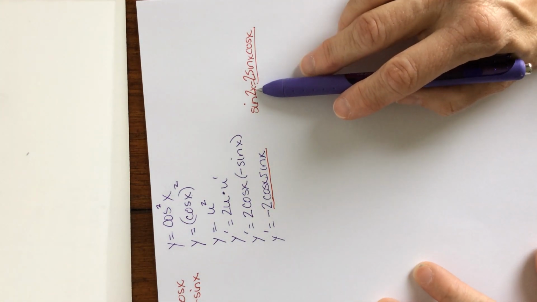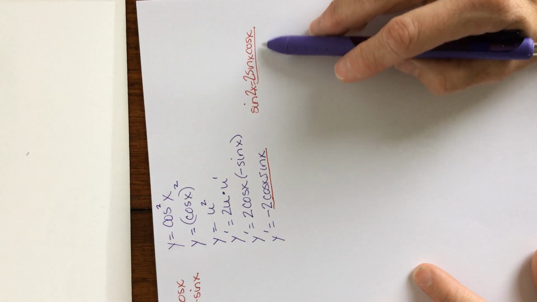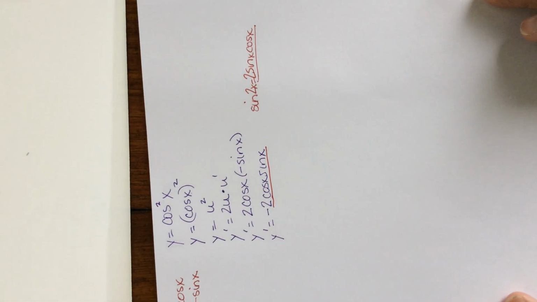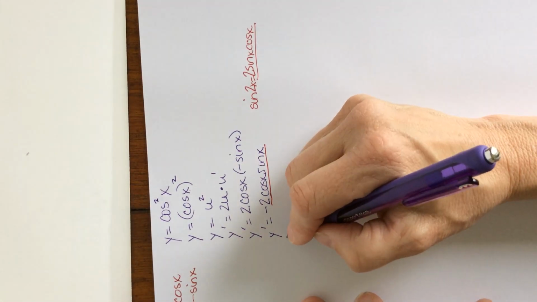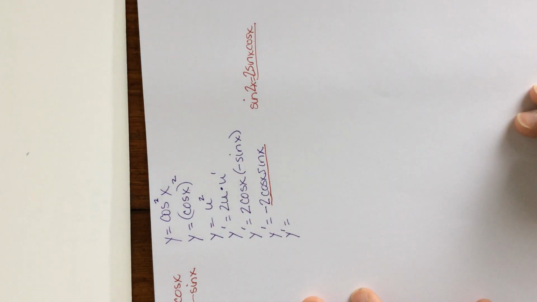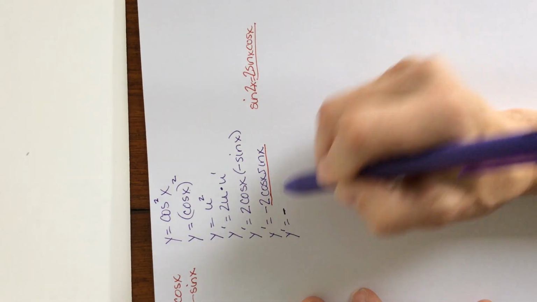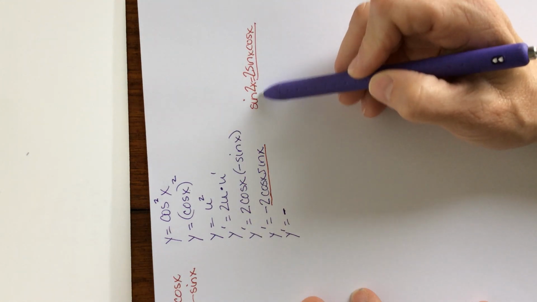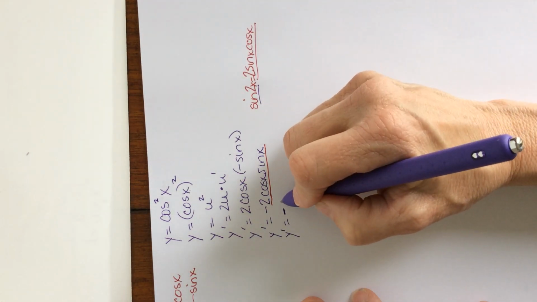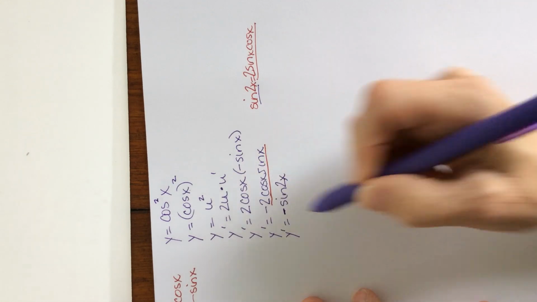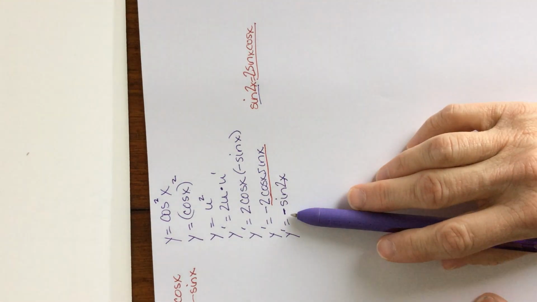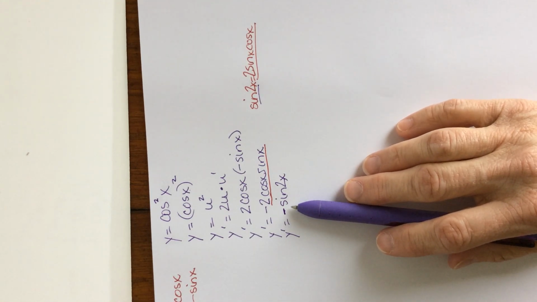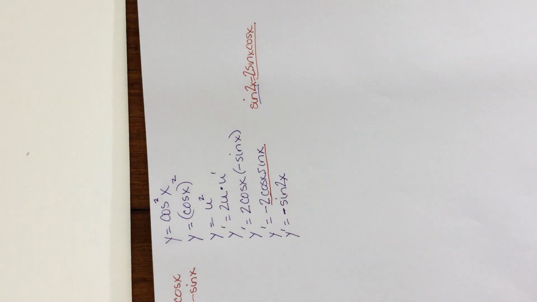So sine of 2x is equal to 2 sine of x cosine of x, which is this expression right here. If this were a multiple choice question, you would probably need to recognize that 2 cosine of x sine of x can be replaced with sine of 2x. And so your derivative may be in the form of y prime equals negative sine of 2x.